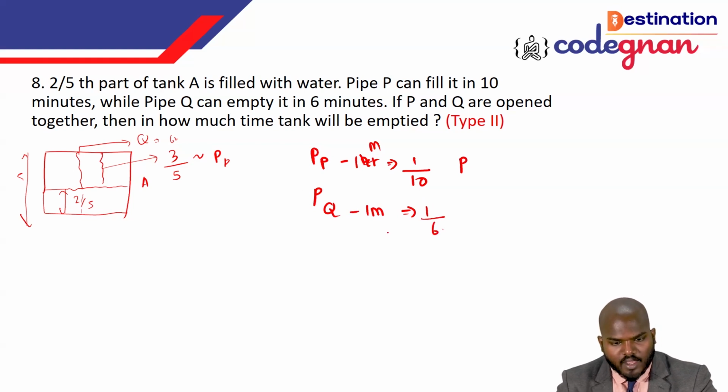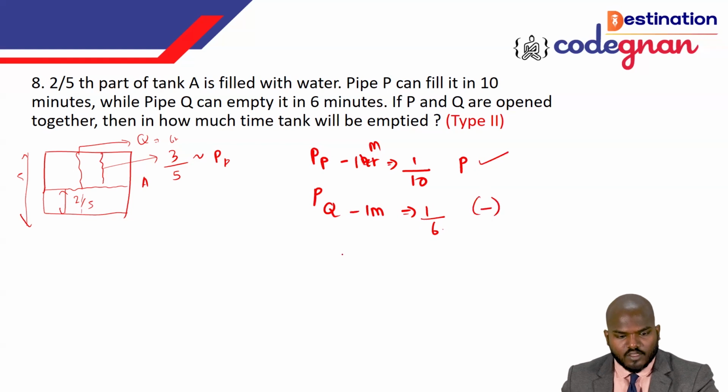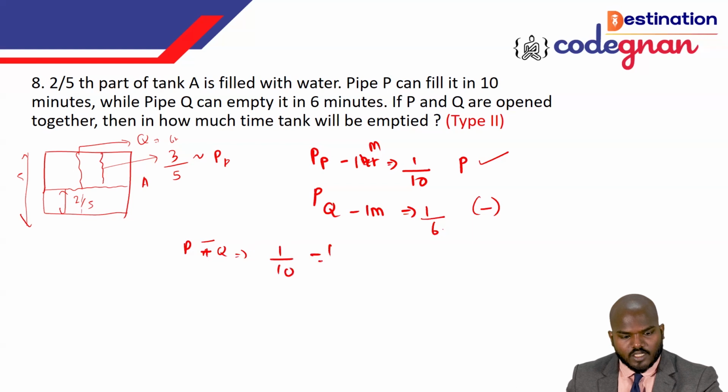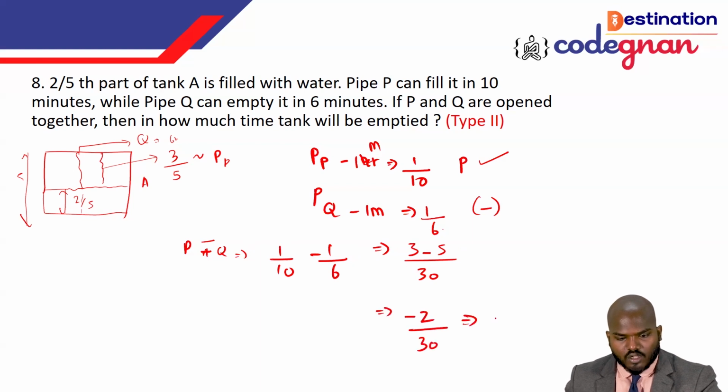If you combine P and Q and open them together, one pipe is for filling and the other is for emptying. So it will not be P plus Q, it will be P minus Q, because one pipe is emptying and one pipe is filling. So that is 1 by 10 minus 1 by 6. Taking the LCM, we get 30 below, which becomes 3 and 5 above. So you get minus 2 by 30. If you solve this, it gives you 1 by 15.